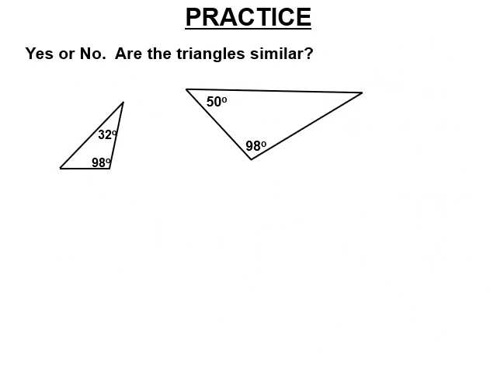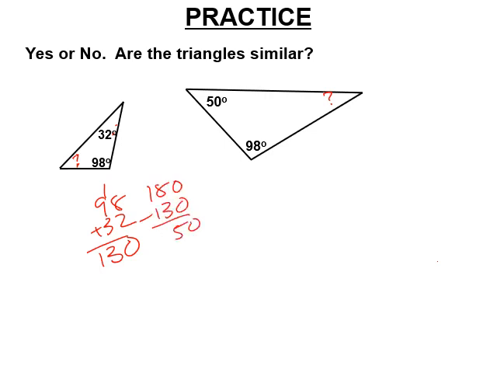So are these similar? Let's find out. Well, so far, the angles aren't the same, but we need to know what that angle is right there, and that angle is right there. So let's see. So this one's 50. Now we have two angles that are the same. That means they're similar. It means this one also has to be the same, right?